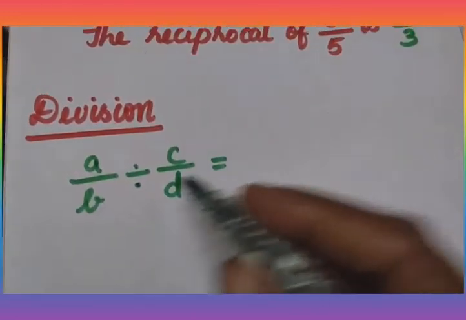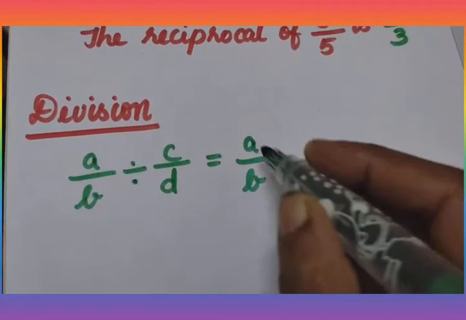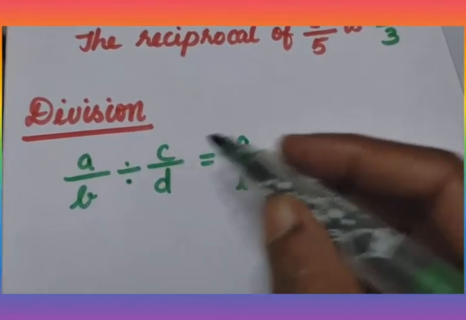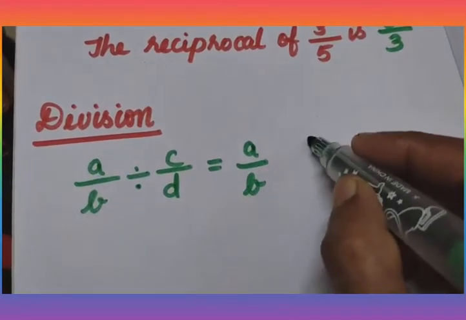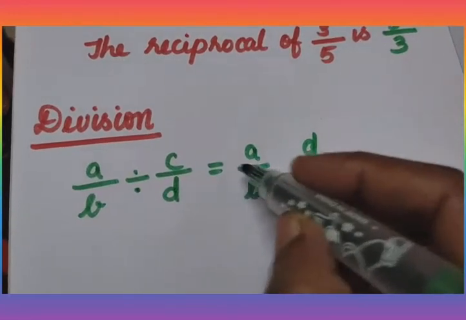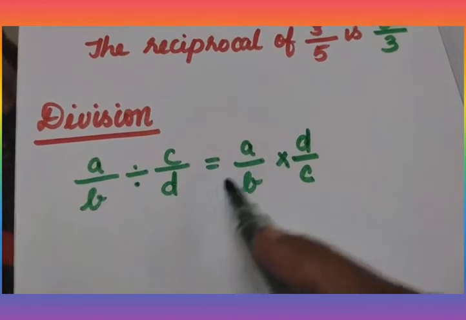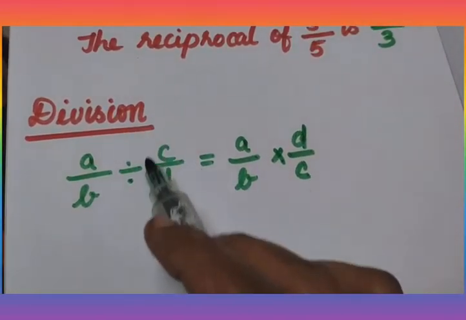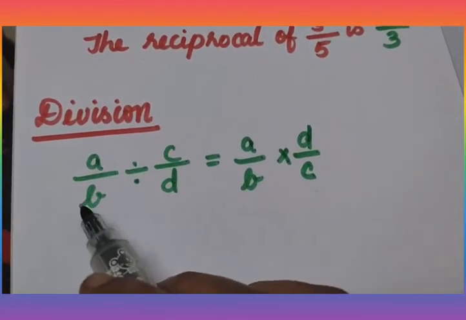So here our dividend is a by b, is it not? Then take the reciprocal of the divisor. What is the reciprocal of the divisor c by d? Yes, d by c, is it not? Next, not division, we are going to multiply. Understood, children? So how will you divide two rational numbers? Take the reciprocal of the divisor, then multiply with the dividend.